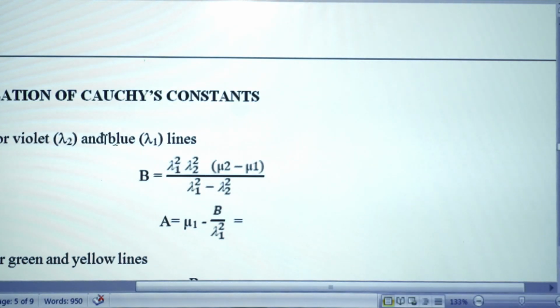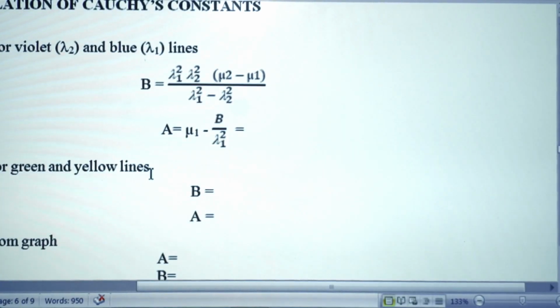We can take any combination. Here we are taking a combination of, say, violet and blue. So we use lambda 1 of violet and lambda 2 of blue, or lambda 2 of violet and lambda 1 of blue. Then take mu 2 and mu 1: mu 2 is the refractive index of violet, and mu 1 is that of blue. So B is calculated.